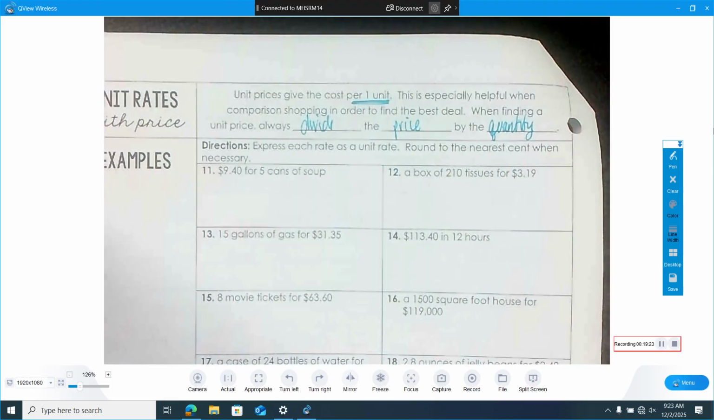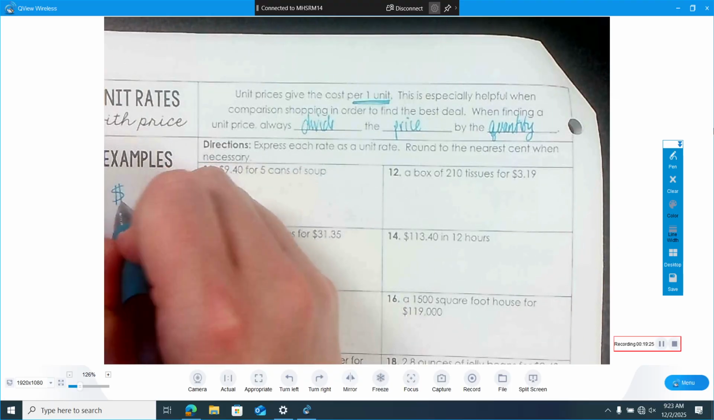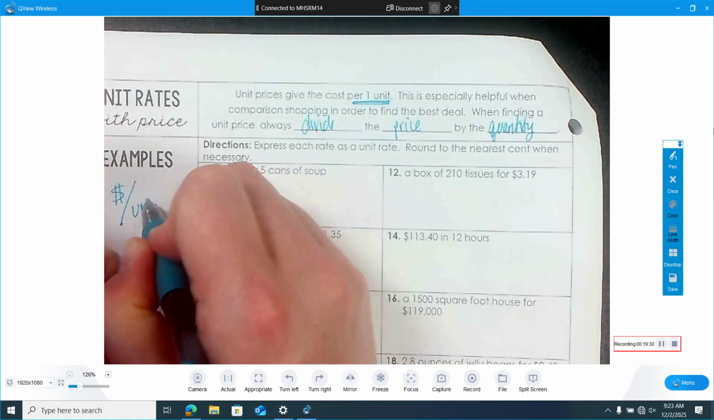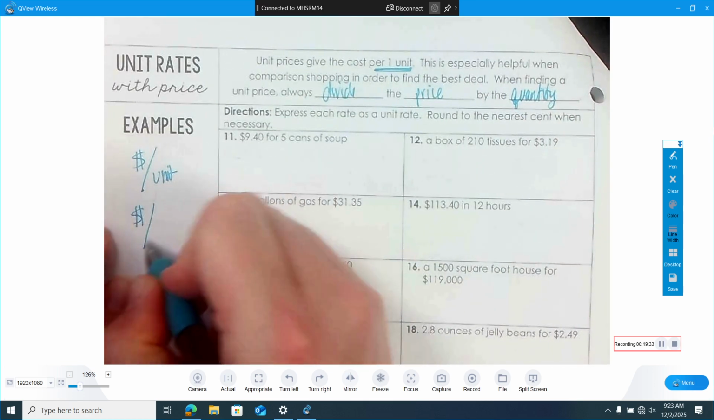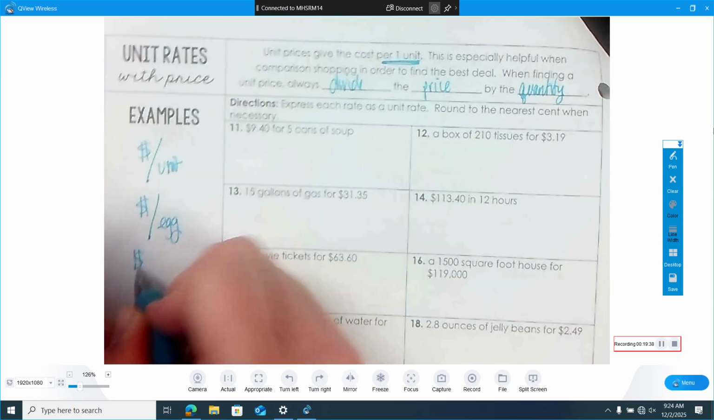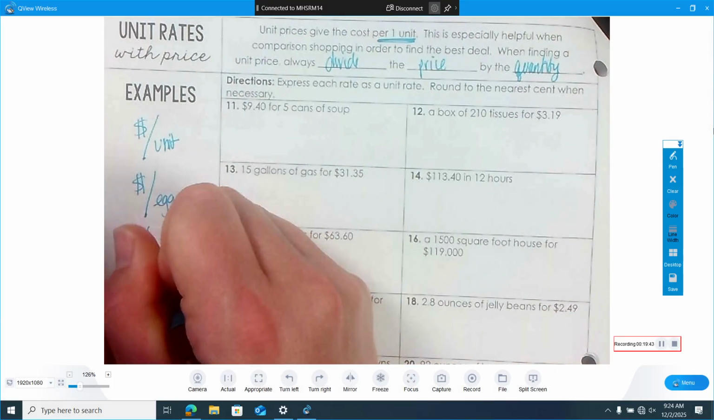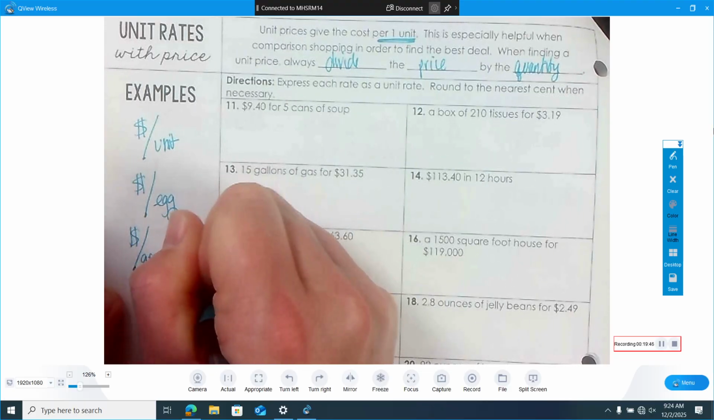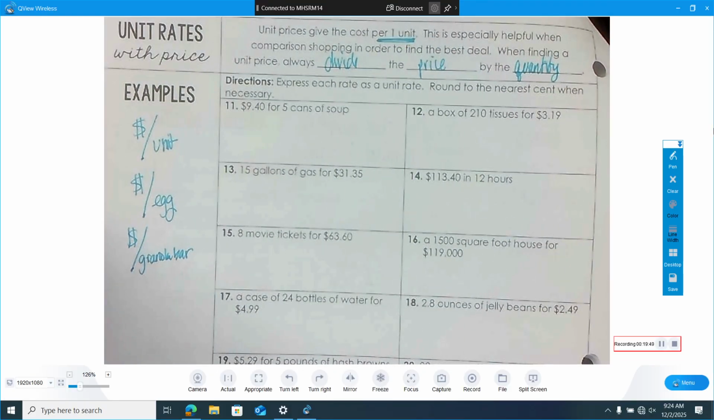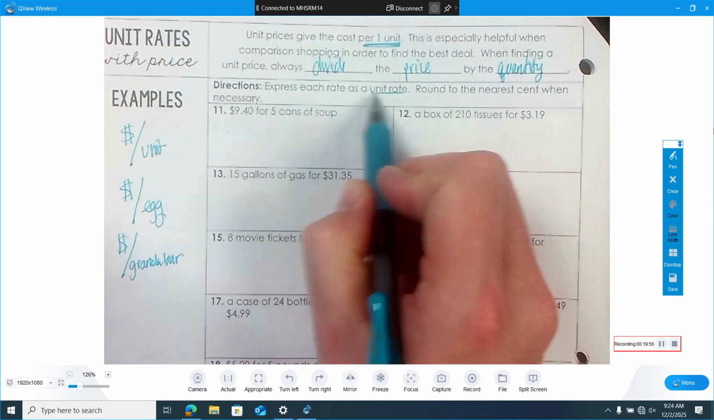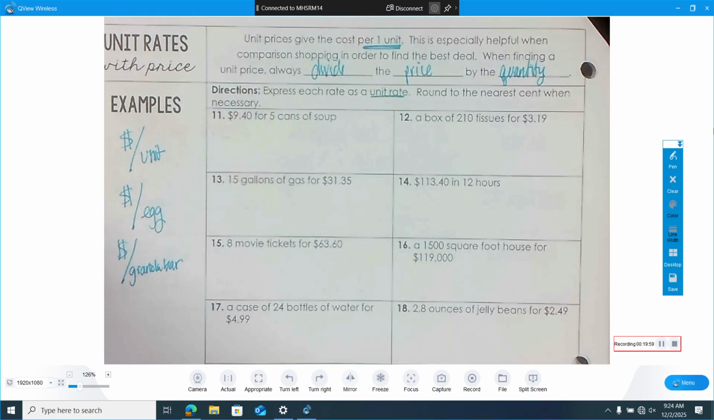Because we want to know, when we're talking about it, hey, what's the amount of money per unit, which might be cost per egg, or maybe it's cost per granola bar, something like that. But we always want the price on top and however many there are on the bottom, okay? So express each rate as a unit rate, meaning that there's a single unit. We want to divide by 1.